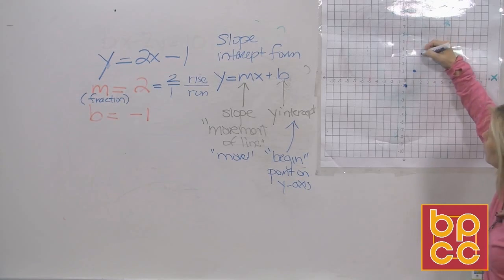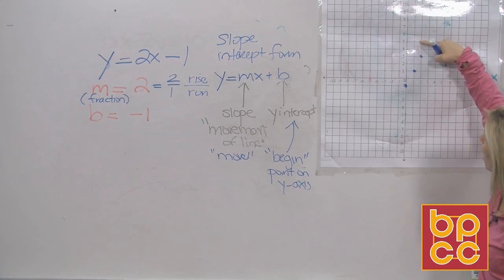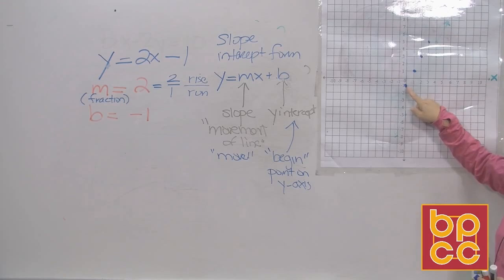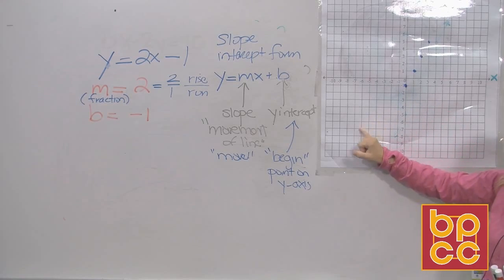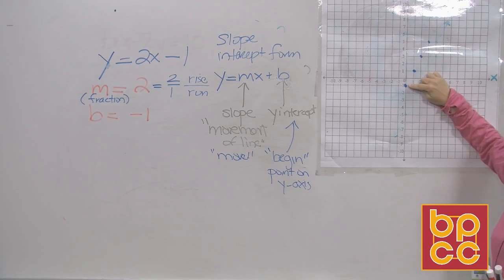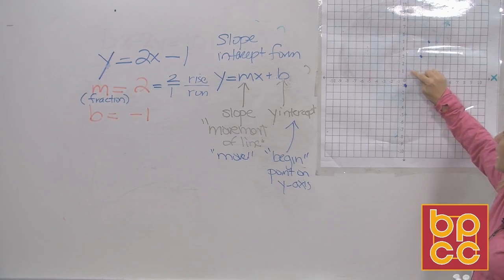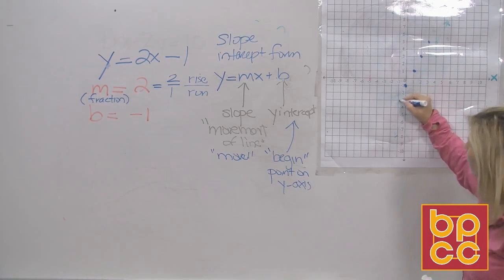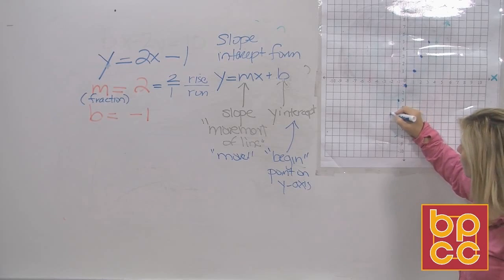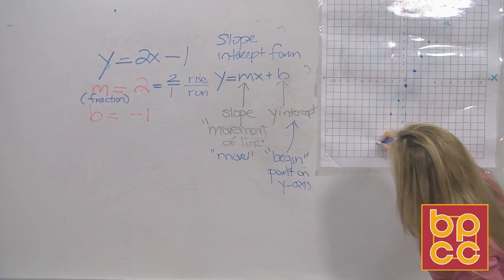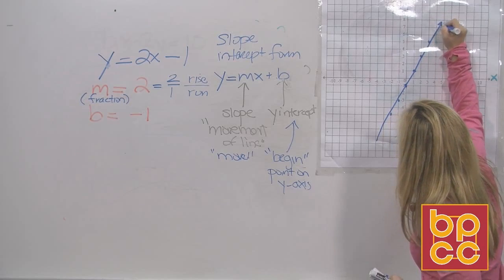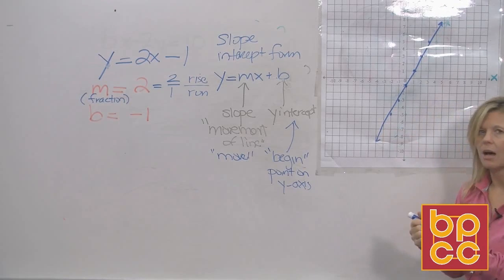Up 2 to the right 1. Up 2 to the right 1. Suppose you're here and you want to extend the line left. Well, then you would just go backwards. Instead of going up and to the right, you're going to go down 2 to the left 1. Down 2 to the left 1. And if you connect all those lovely points, you will make the diagonal line.